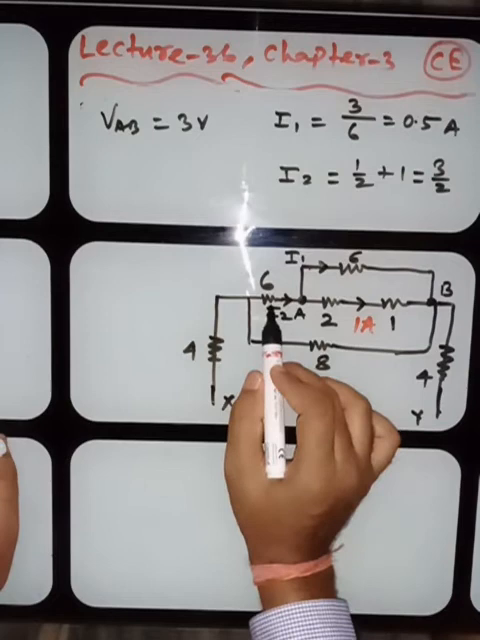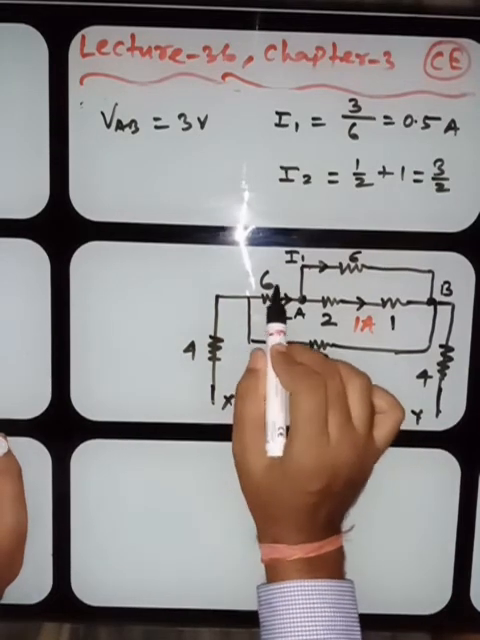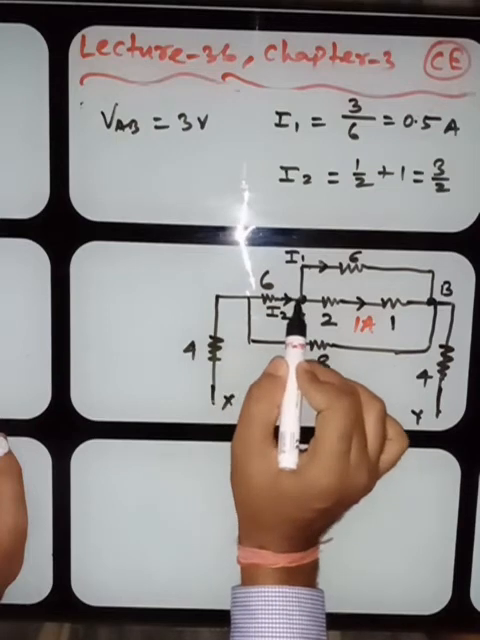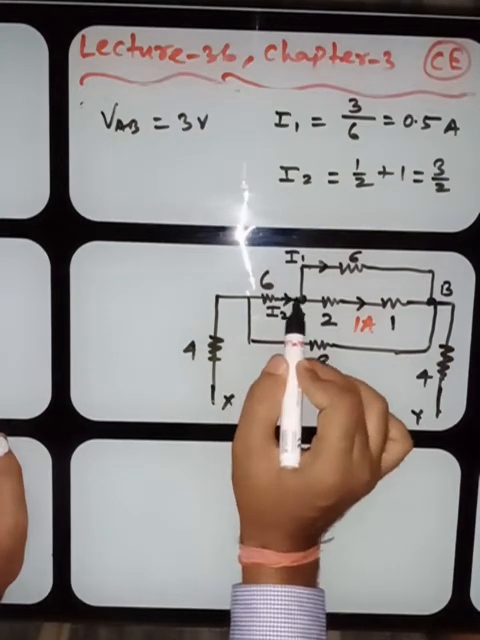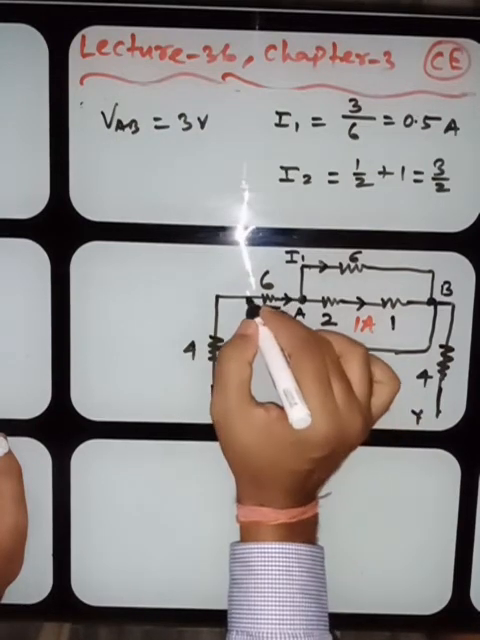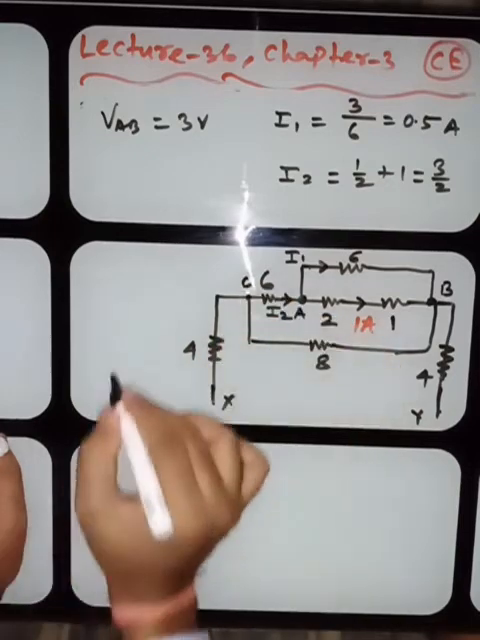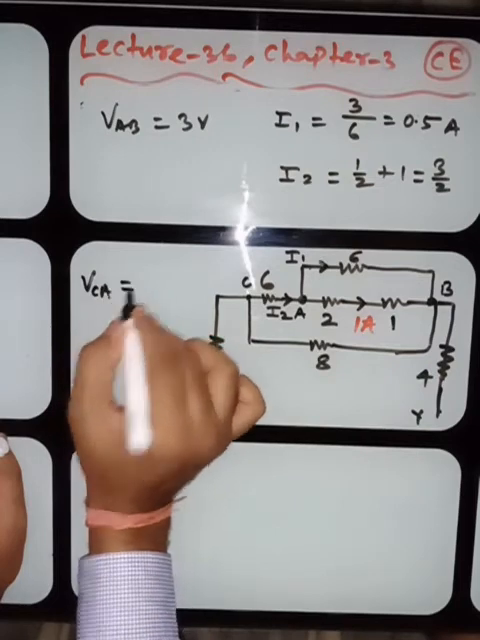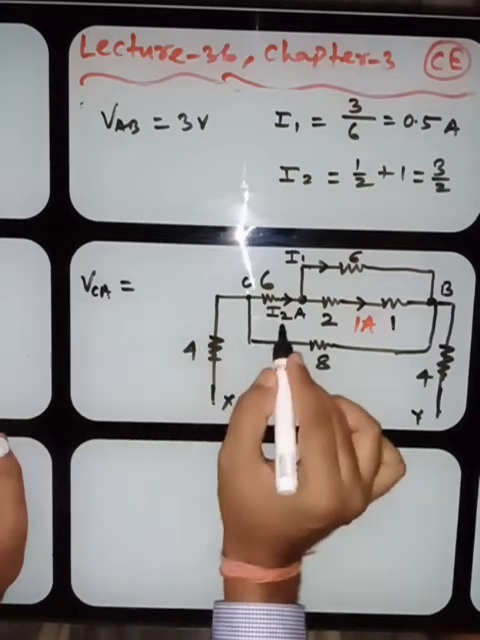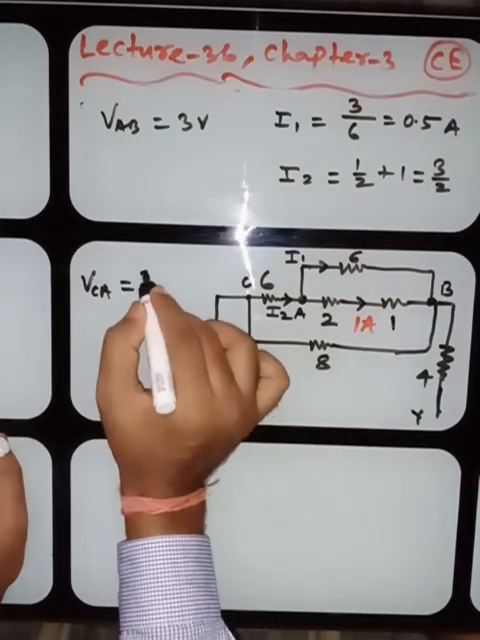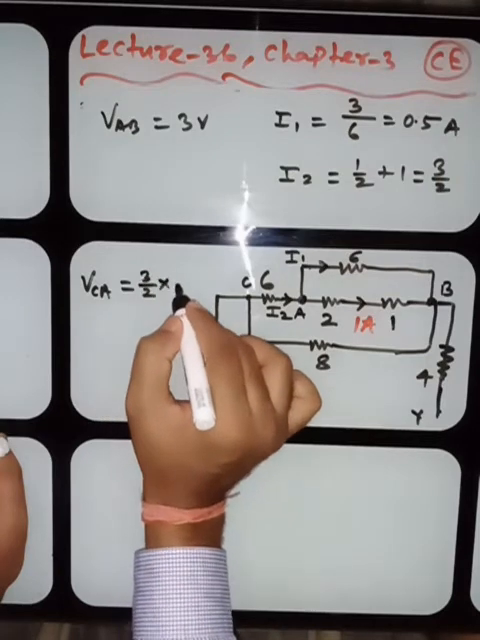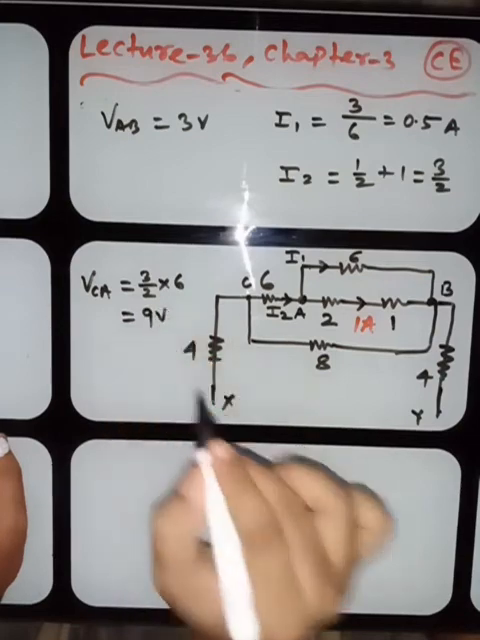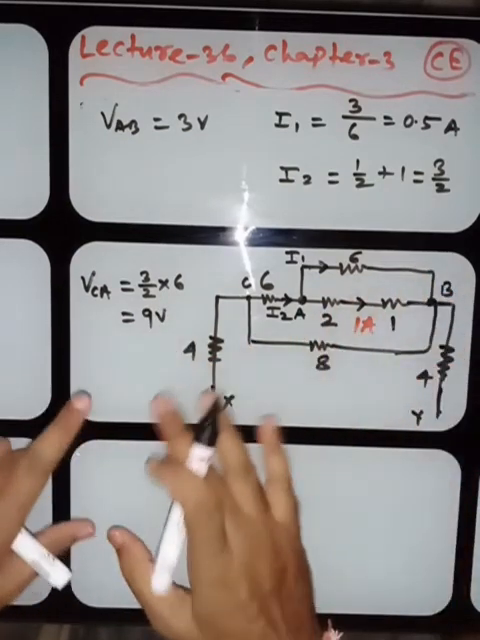If 3 by 2 ampere current is given by this one, how much voltage will drop across here? Suppose this point is C. So the voltage across AC, or CA, will be V equals IR. I is I2, that is 3 by 2, and R is 6. It means it is 9 volt. Okay, I hope you are getting it, my dear student.